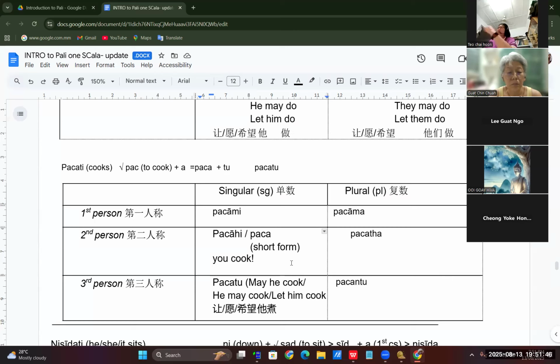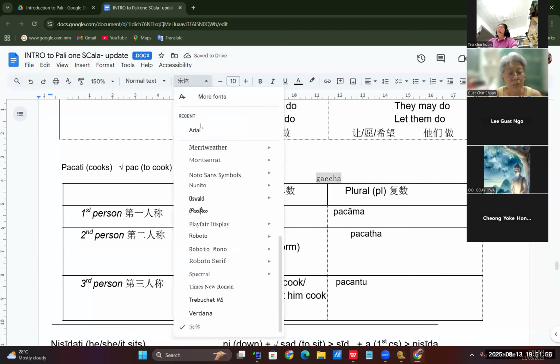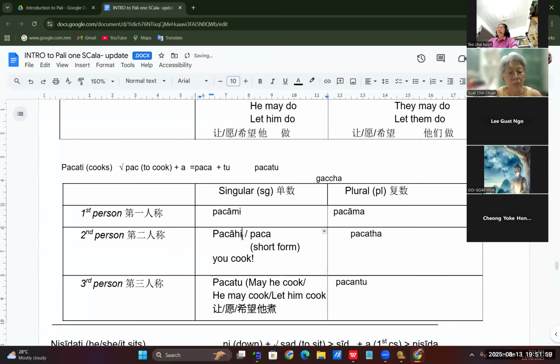Say Pacha, cook. Gacha, for example. So this means you have a short command, like we learned Gacha. Gacha means go, you go. Pachahi is the long form. Pacha is the short form. So also Pacha, Gacha, go. You go, or go. Or simply, if you want to write in English, cook means you cook.